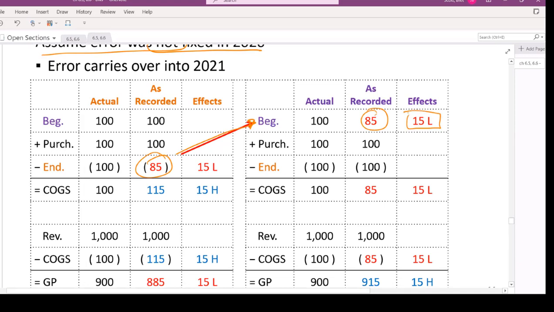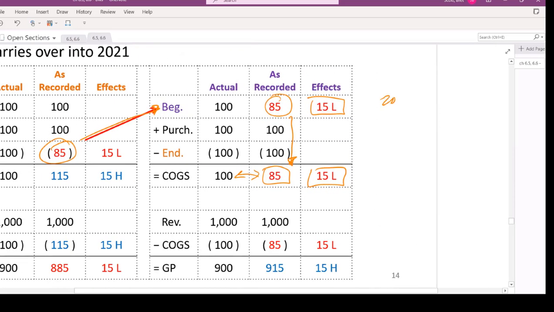How does that affect the overall financial statements? Well, play it out. 85 is going to be the cost of goods sold versus what it should be, 100, meaning that cost of goods sold in this case is going to be too low. So 2020, we saw that ending inventory was too low, therefore cost of goods sold was too high. Now we're in 2021, where beginning inventory, because of prior year end, is too low, therefore cost of goods sold is too low. That pattern will always be the case.